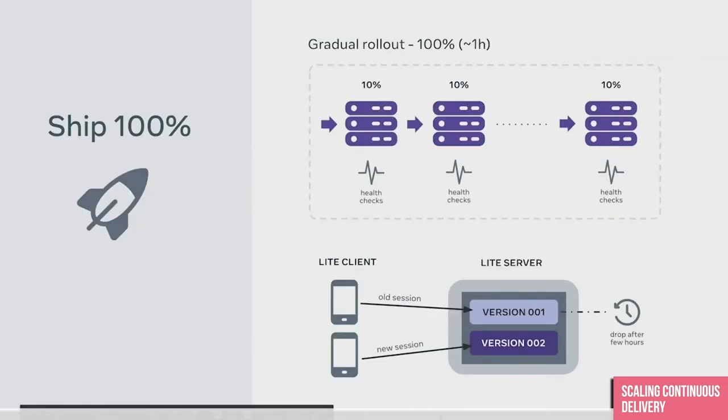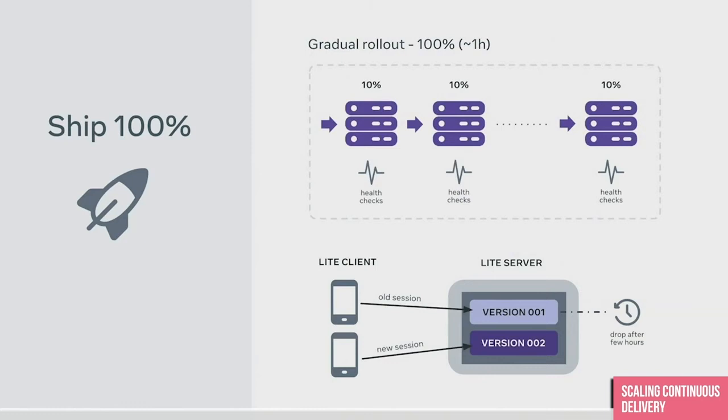Shipping to 100%. We have a package that we know is in good shape, it doesn't have any regressions inside, and we are ready to ship. This is how we ship. We do a gradual ship each and every time, to 10%. We wait a bit, make sure that the servers are healthy, and increase the rollout to another 10%, until we reach 100%.